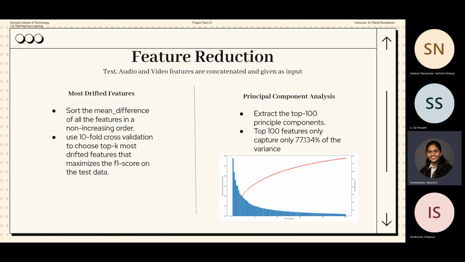Feature reduction. We've used two methods for feature reduction. First is most drifted features, and the second is principal component analysis. Most drifted features uses 10-fold cross-validation to choose the top k drifted features, whereas PCA chooses the top 100 components. We noticed that only about 77% of the variance was captured by our first 100 features.